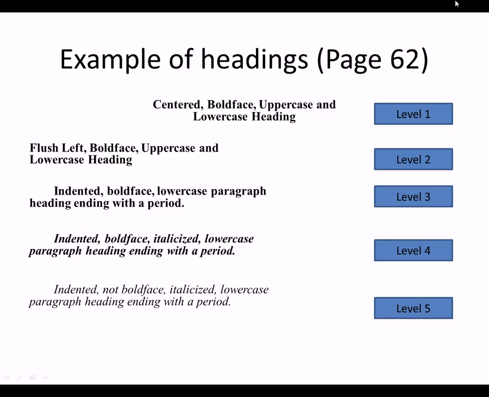So let's look on page 62 at the bottom. I also have it here on the PowerPoint. If you're using a level 1, we have 5 choices here, levels 1 through 5. A level 1 heading is centered, boldfaced, upper and lowercase heading. A level 2 is flush left, boldfaced, upper and lowercase heading. Level 3 is indented, boldfaced, lowercase paragraph heading ending with a period. Level 4 is indented, boldface, italicized, lowercase heading ending with a period. Level 5 is indented, italicized, lowercase paragraph heading ending with a period.